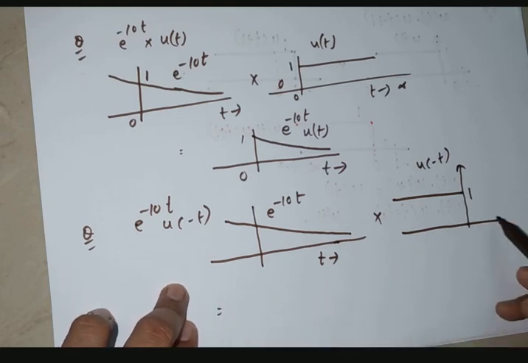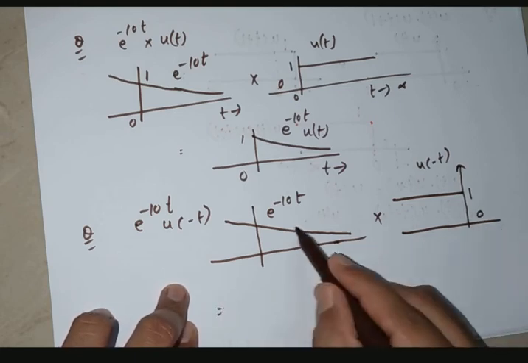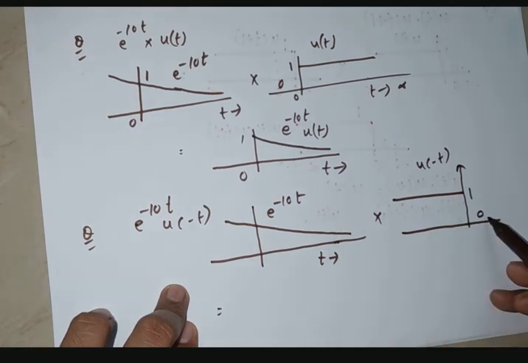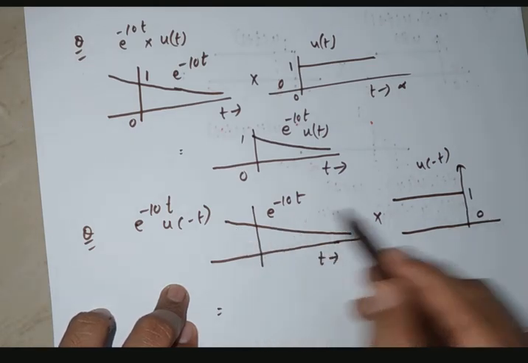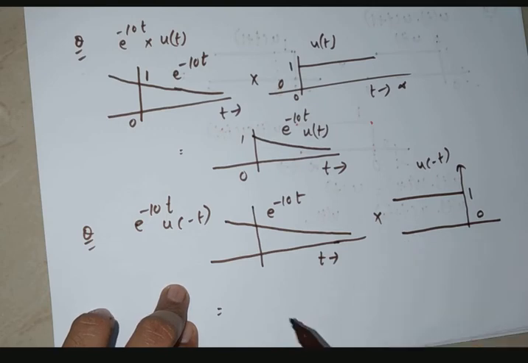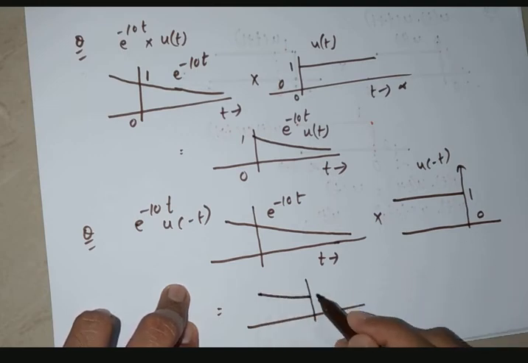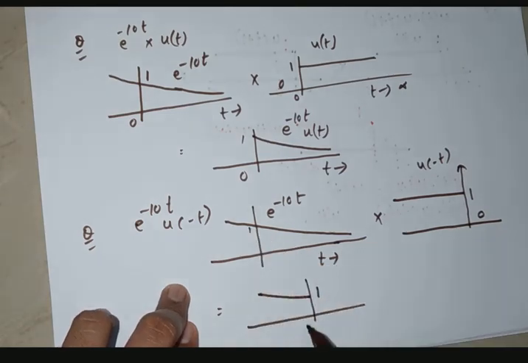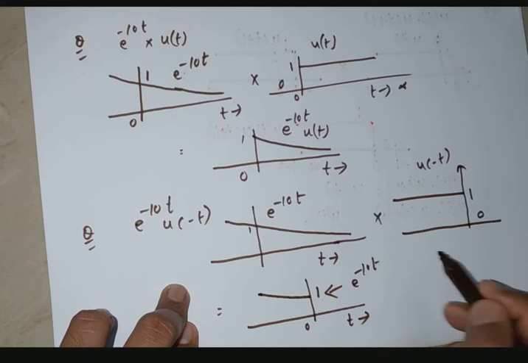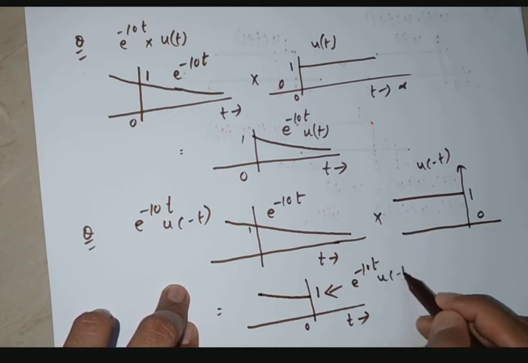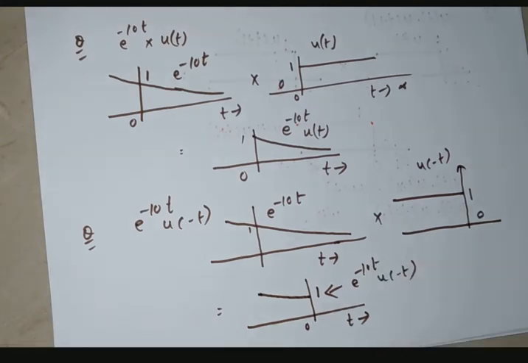Now see here, the right hand side is 0. So on the right hand side, e^(-10t) multiply 0 is 0. On the left hand side, e^(-10t) multiply 1. So same, you will get this type of signal. This is your e^(-10t) u(-t). Okay.